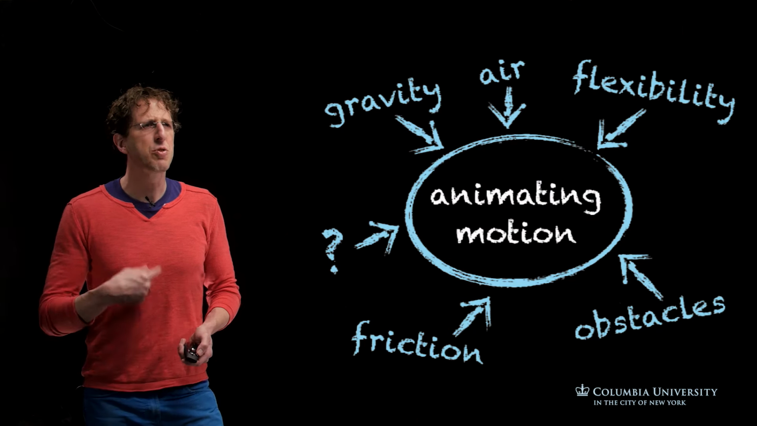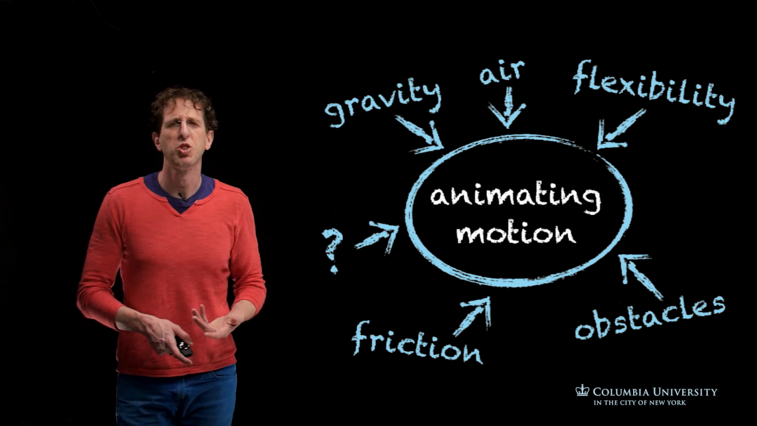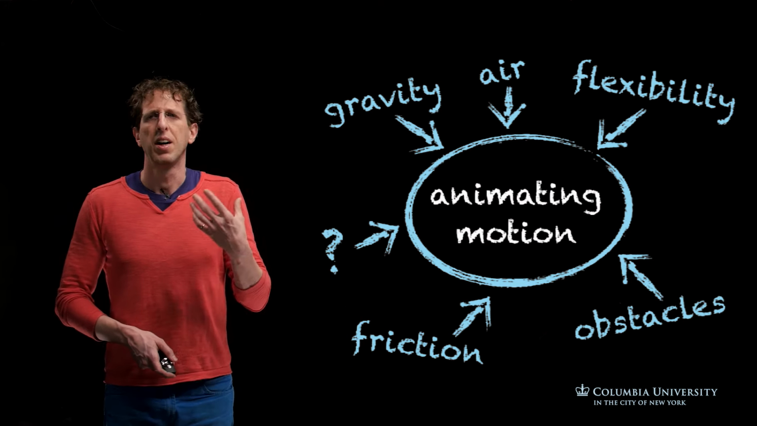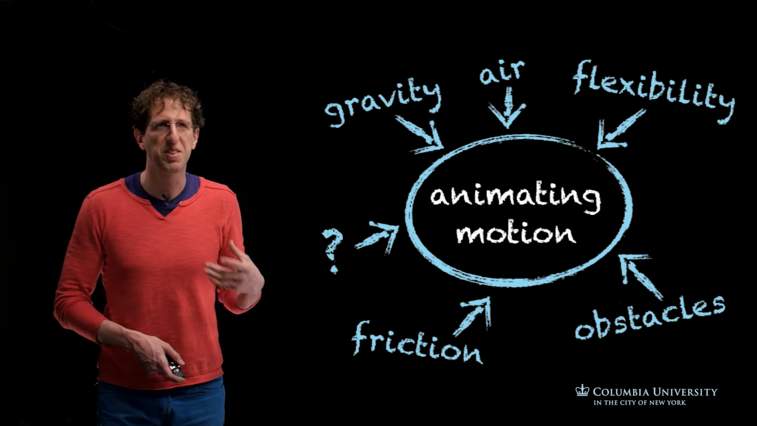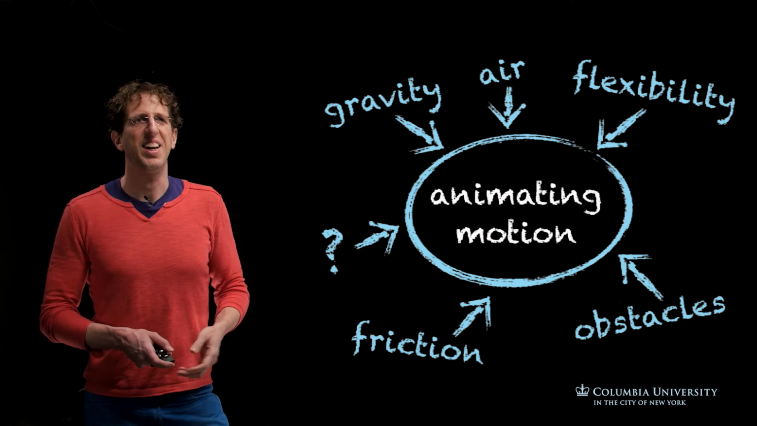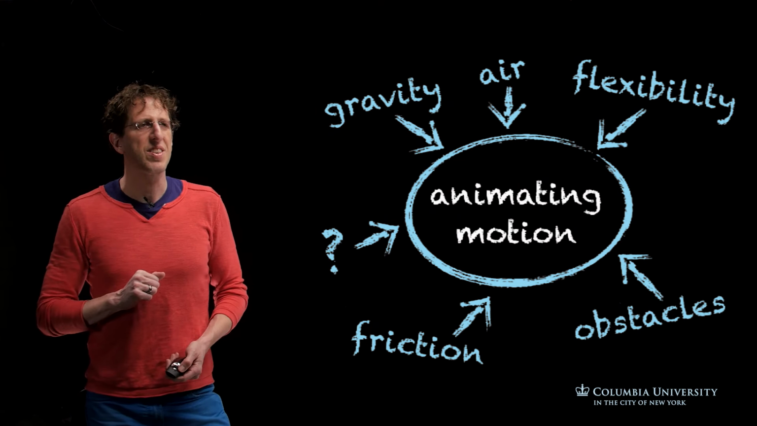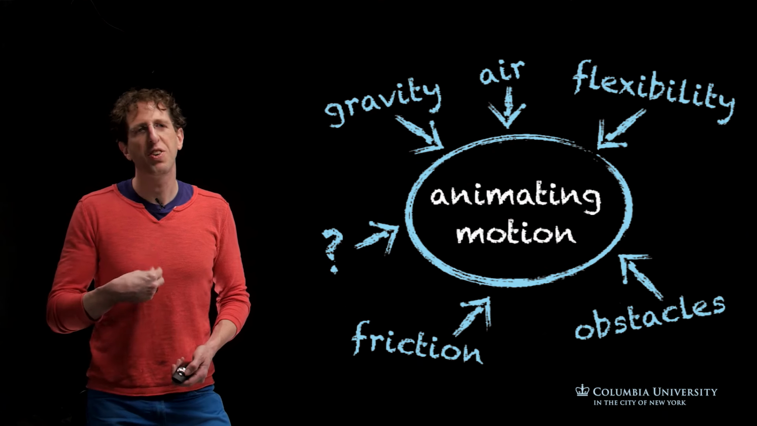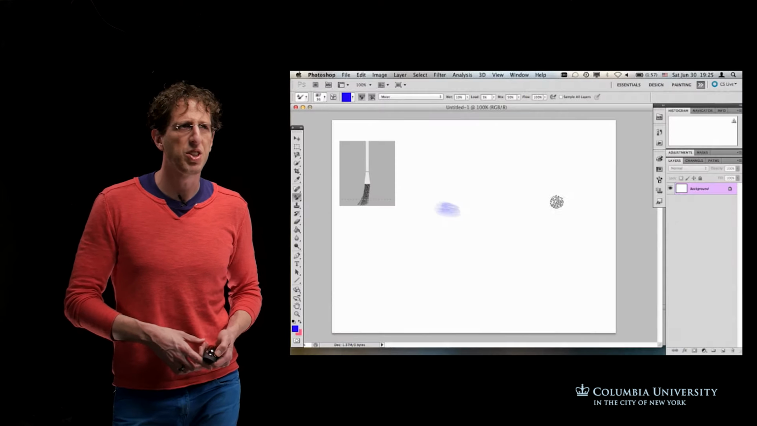And as we think about what's going on here, we realize that to animate motion, we need to take into account behaviors such as gravity, air, flexibility, obstacles, and friction. And all of these come together to give a realistic depiction of motion. And these considerations are important not just for artistic storytelling, but for other very exciting applications.